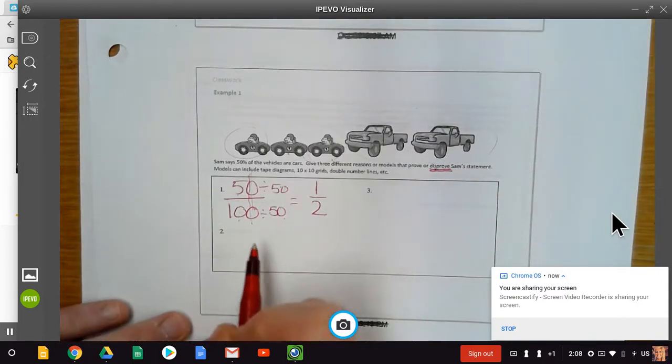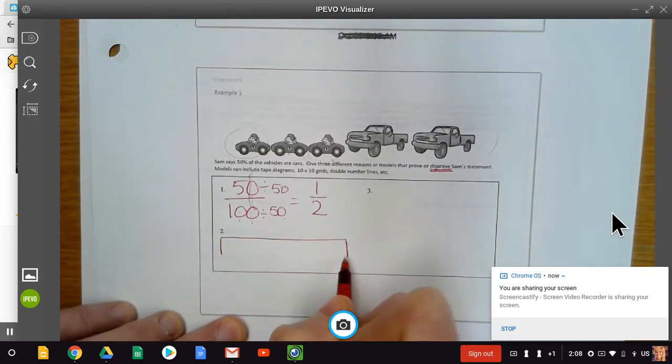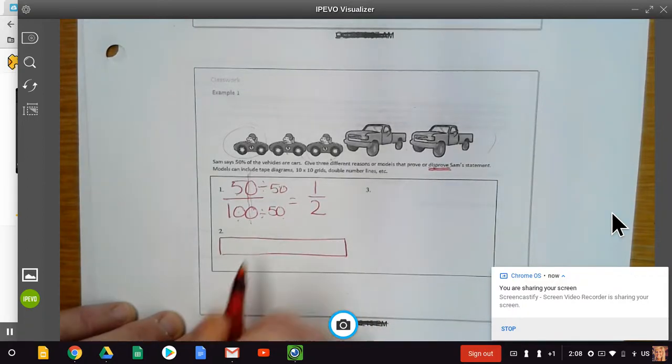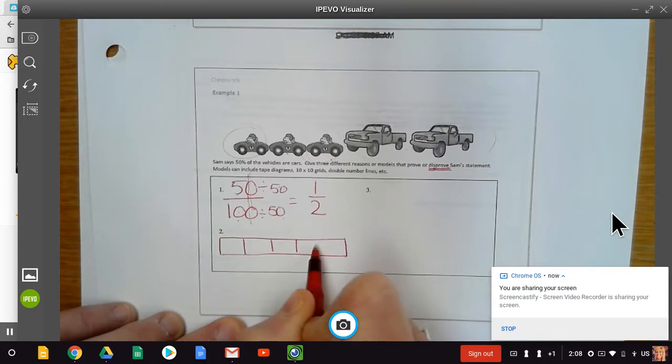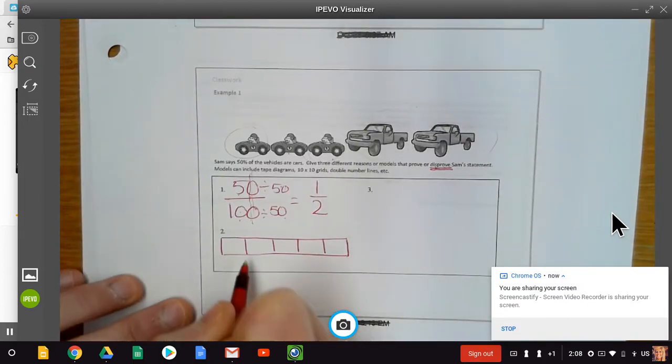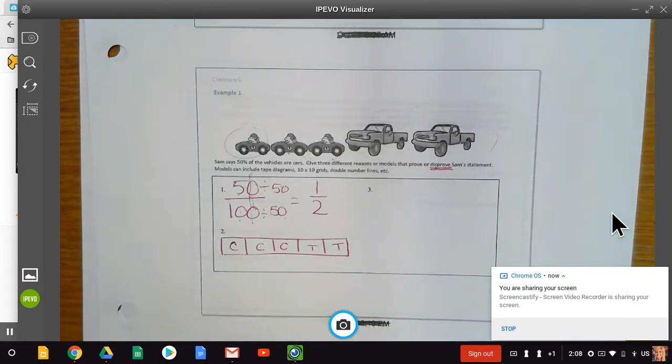Another way to disprove this is we could draw a tape diagram where we have 3 cars and 2 trucks. So I would break this into 5 parts because there's 5 total vehicles. I know that this is car, car, car, and this is truck, truck.